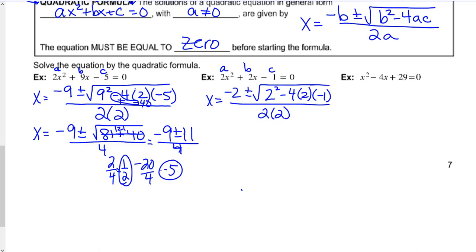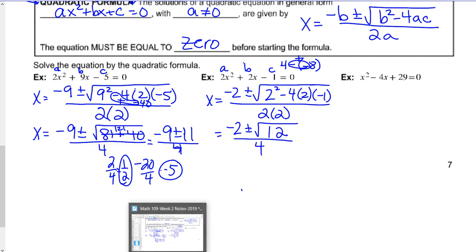And now again, we've plugged into our formula. We now just need to work it out and simplify. So let's go -2 plus or minus the square root. Let's see if we can do this all together. So here this gives me a 4 minus, I'm going to write it up here, 4 times 2 is 8 times -1 is a -8. So be careful again, that now becomes a plus. So I end up with 4 plus 8, which is 12, all over a 4, when I multiply 2 times 2.